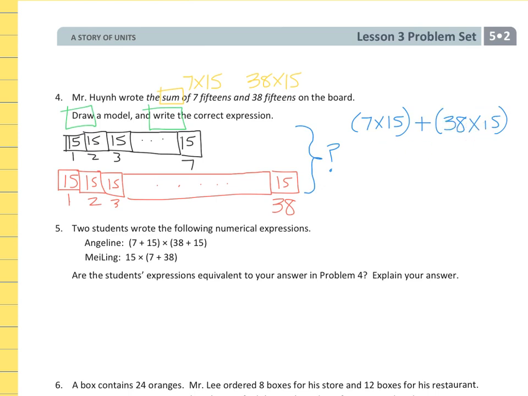Another way you could do it is, since we're doing all of these 15s together, you can say, since there's 7 in the first picture, and we add it to the 38 in the second diagram, add those number of 15s together, and then times it by 15, that will also give you your answer to the one on the top as well. So 2 different ways of writing our expressions out. The parentheses tell us that we must do those first. Otherwise, if we do those second, or we do another combination, we're going to get the wrong answer.